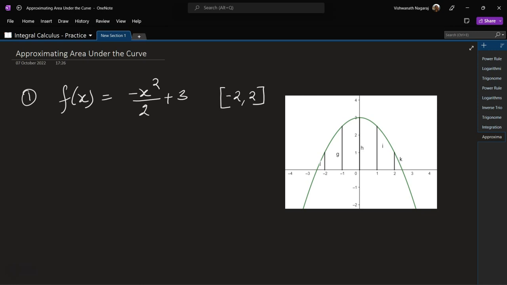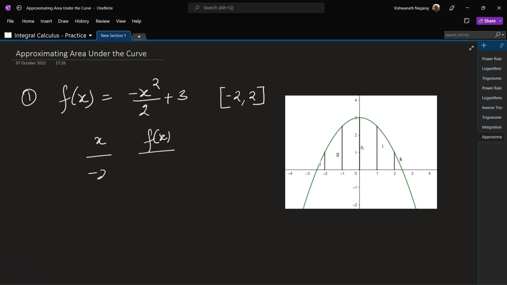Now suppose we don't have a graph and it is complicated enough for us not to spend time on creating the graph. Then what do we do? Now let's say we don't have the graph. So what do we do? First we decide how many number of intervals we want. So let's say the intervals are minus 2 to minus 1, minus 1 to 0, 0 to 1, and 1 to 2. So that means 4 intervals.